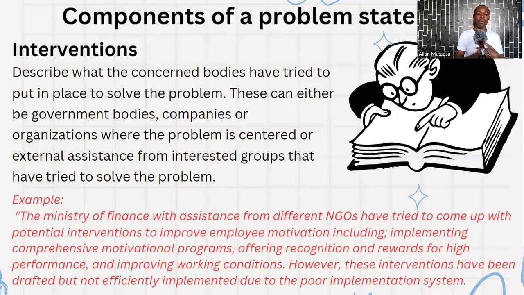So for instance, in our example, the Ministry of Finance, with assistance from different NGOs, have tried to come up with potential interventions, such as implementing comprehensive motivational programs, offering recognition of employees, increasing salaries of people, giving awards. These things have been done to help motivate employees. But why is it that even when people were given allowances, even when people were given rewards, even when people were recognized, there is still poor performance of our employees? And that is what we want to address.